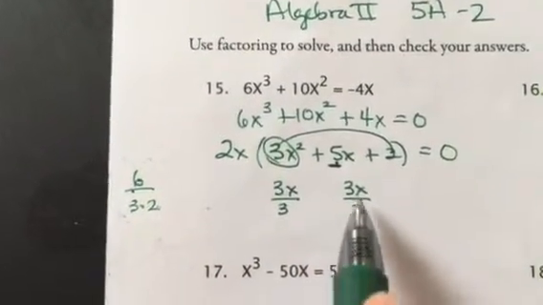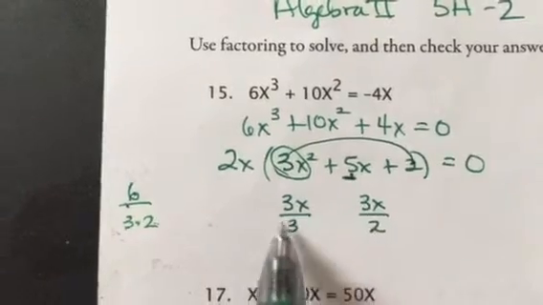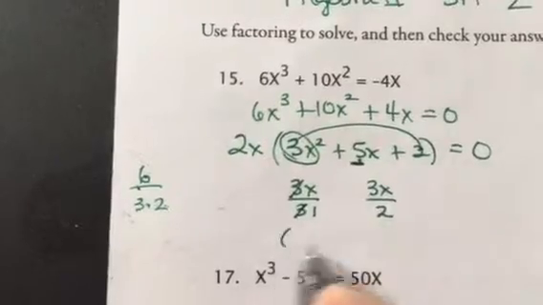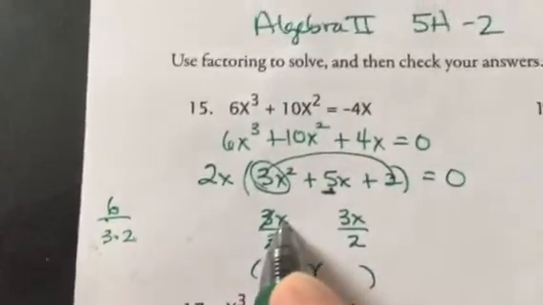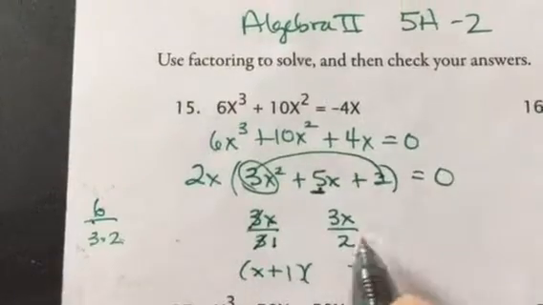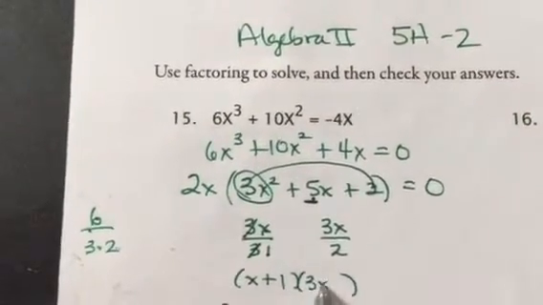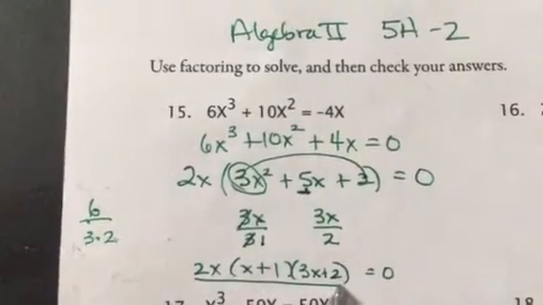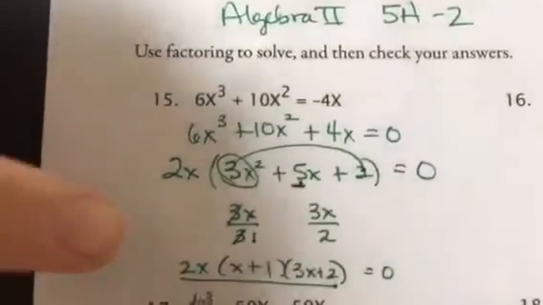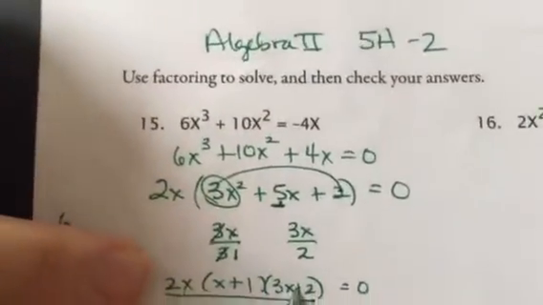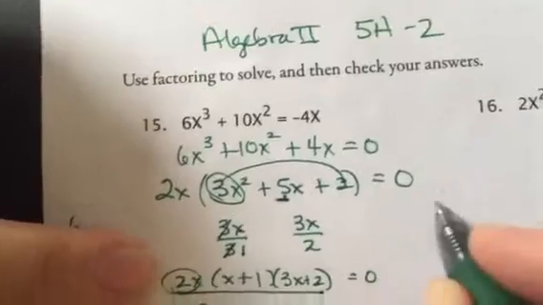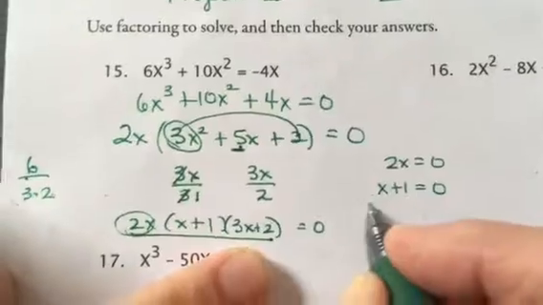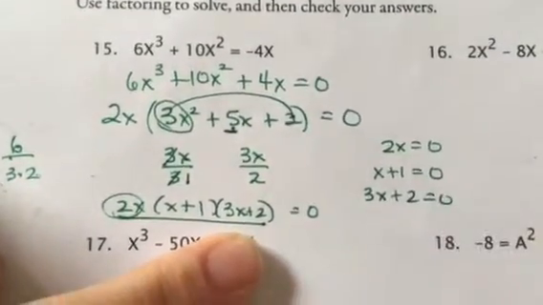Now sometimes the fraction won't reduce. That one doesn't. This one will because 3 will go into 3 one time. So in my 2 sets of parentheses, I'm going to have an x plus 1 and a 3x plus 2. And then don't forget you factored out this 2x. Now this is factored, but it wants me to solve. So you're going to have to take all 3 factors and set them equal to 0. I'm going to take 2x and set it equal to 0, x plus 1 and set it equal to 0, and 3x plus 2 and set it equal to 0, and solve each one.